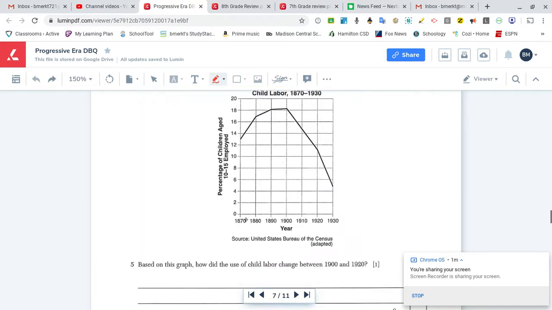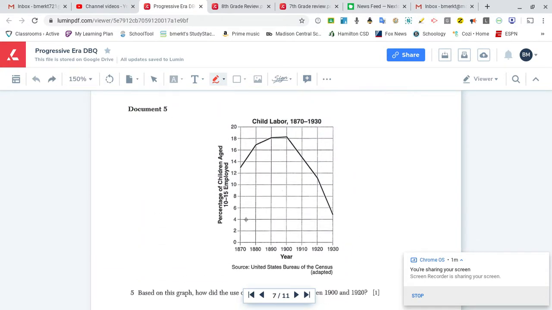Let's move on to the second document, document 5. Document 5 is child labor from 1870 to 1930, and the percentage of children aged 10 to 15 employed. As you can see, it peaks in 1890, 1900, at around 18%, meaning 18% of children between the ages of 10 and 15 worked in factories, in harsh working conditions and different things like that.